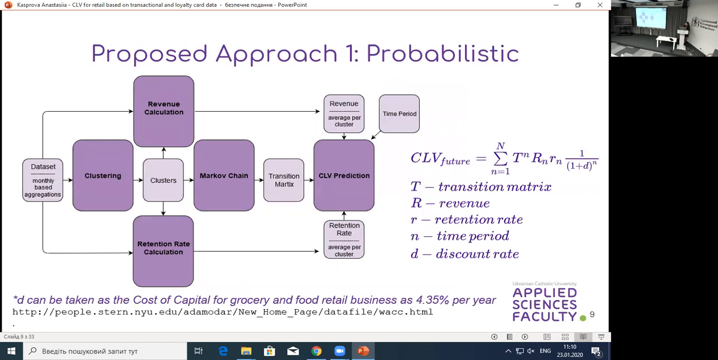Okay, so the first approach I used in my work is probabilistic. It has a Markov Chain at its heart. For this approach, we first cluster customers, then use this clustering result to build a transition matrix, and simultaneously calculate the average revenue and average retention score per cluster. As a result, we obtain the estimation of CLV for the period of interest.